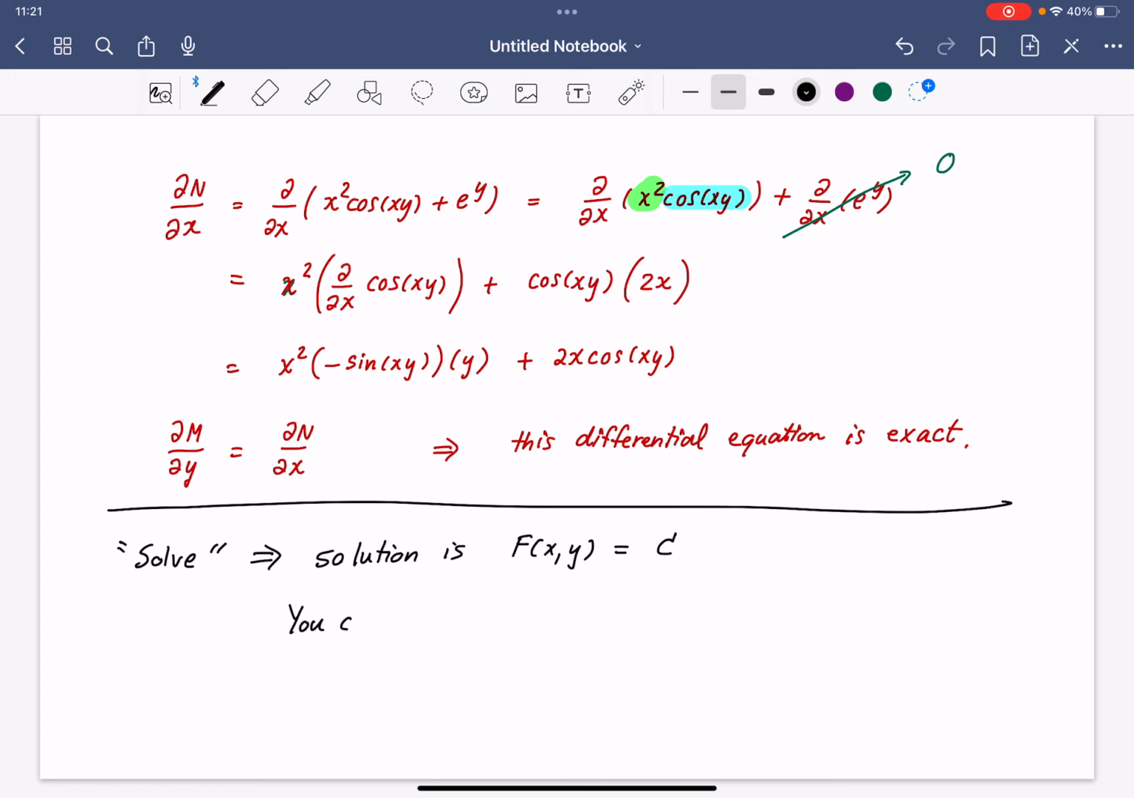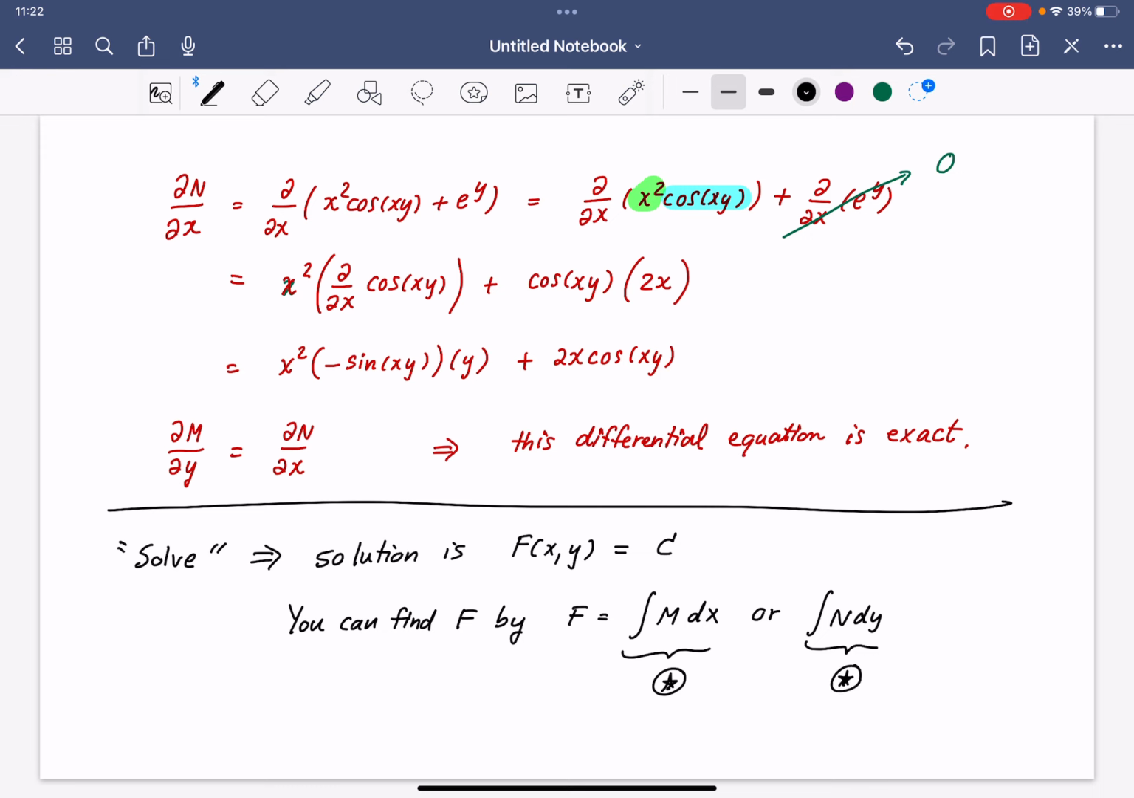You can find f by integrating M dx or integrating N dy. You pick one that you want to integrate, and then you're going to get f.